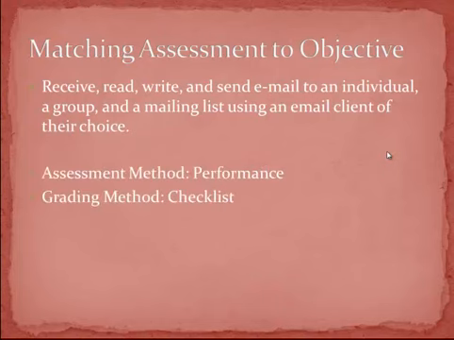I would use a performance assessment. In other words, I would have them actually receive, read, write, and send an email to an individual, a group, and a mailing list. They can use whatever email client they want to be able to do that. In this case, I think this is a prime example of where you could use a checklist. Did they receive an email? Did they read it? Did they write it? Did they send it? Did they do that, each one of those for an individual, each one for a group, and each one for a mailing list? Yes or no? There's no degree of success on those, so a rubric isn't necessary, nor is a Likert scale. It's just a simple, did they do it or didn't they?